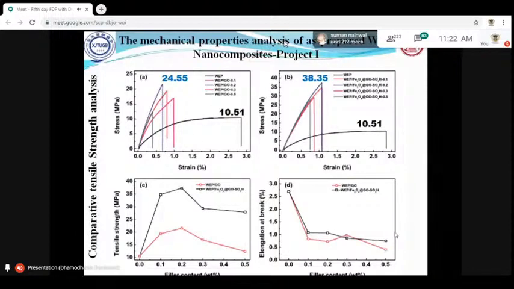When we decorated our graphene surface with nanoparticles, our tensile property increased remarkably as compared with the neat GO. We have got 35 megapascal tensile property at a loading of 0.28%. Generally, when the tensile property is increasing, the elongation at break will decrease, because when the material stiffness increases, the elasticity becomes less. That's why the elongation at break is decreasing when the tensile property increases.